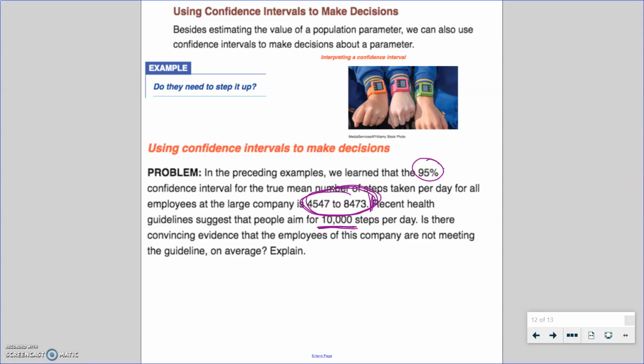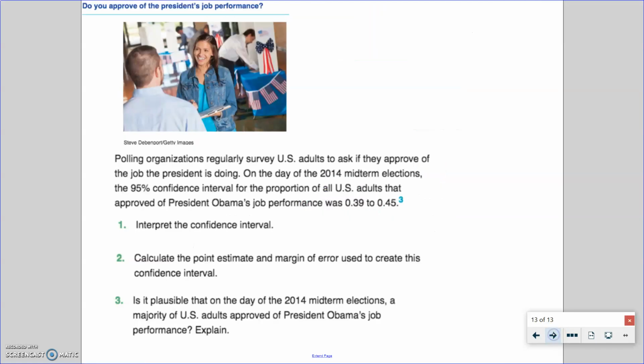So I would say there's convincing evidence the employees are not meeting that guideline, and if that's something being asked of them by their boss, then maybe higher-ups in the company need to have a conversation about how they can get you guys more active. I've heard of companies where they do a health and fitness contest where you log the time you spend exercising, and then you set up teams and see who's going to win. So I definitely think this company needs to put some of those measures into place.